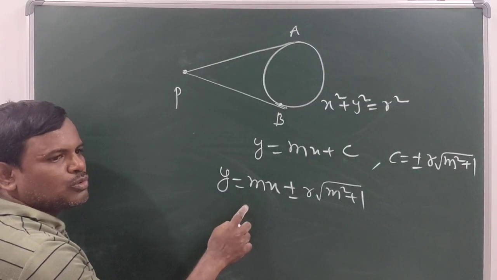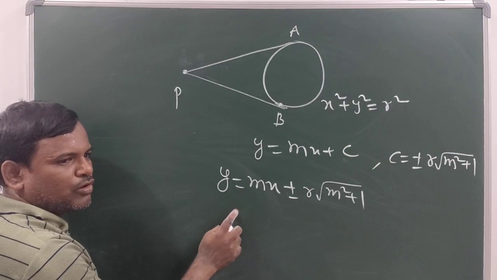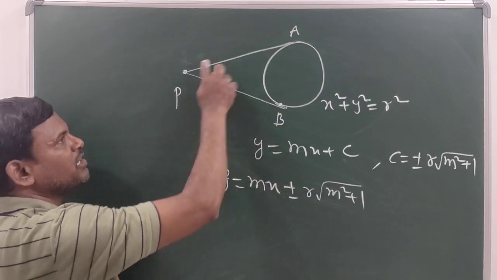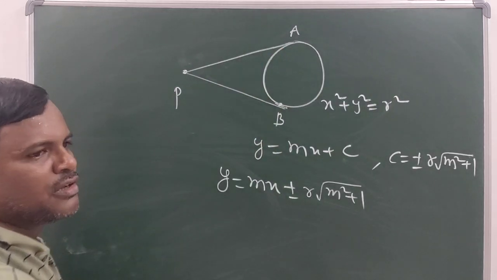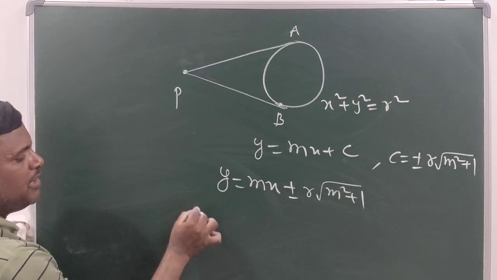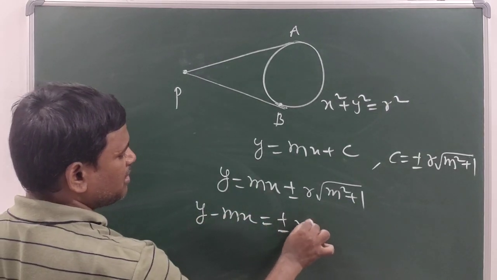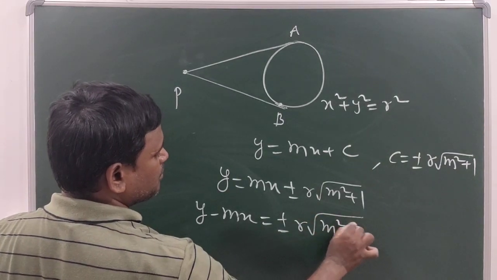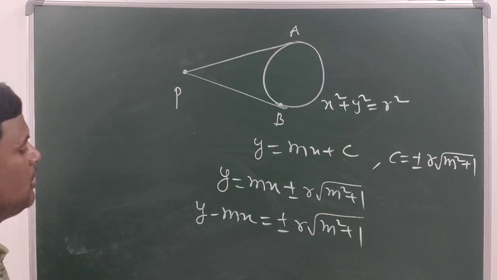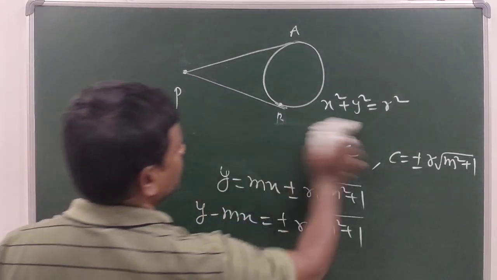So this is called the slope form of the tangent. What do we say this one? Slope form of the tangent. When you take plus, you will get one tangent equation. When you take minus, you will get one more tangent equation. Okay. Now in the next step, take mx to the left side. y minus mx is equal to plus or minus r into root of m square plus 1. Now square on both sides. If you take square on both sides, what do we get?